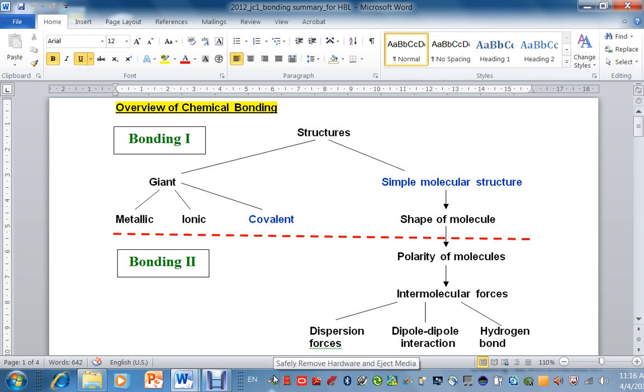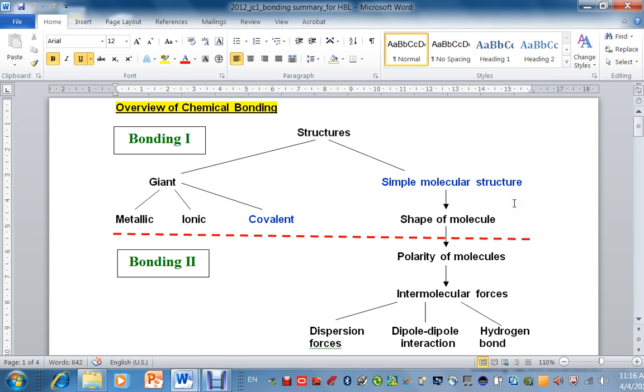Okay, this is a recording for Bonding 1 tutorial. So first we look at the overview for bonding. Here I've shown you the difference between Bonding 1 and Bonding 2. Basically we are going to study the giant structures and some things about the simple molecular structure.